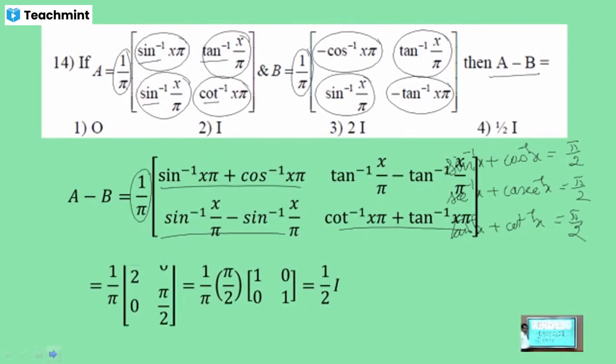Now pi is eliminated, and what remains is 1 by 2 into this matrix. This matrix is called an identity matrix. Whenever it is an identity matrix, we represent that one by the symbol I. Therefore, our solution is the fourth one. It is half I.